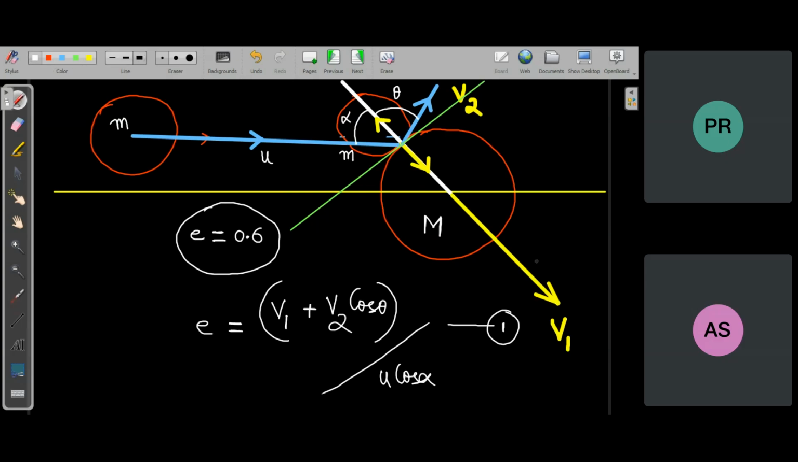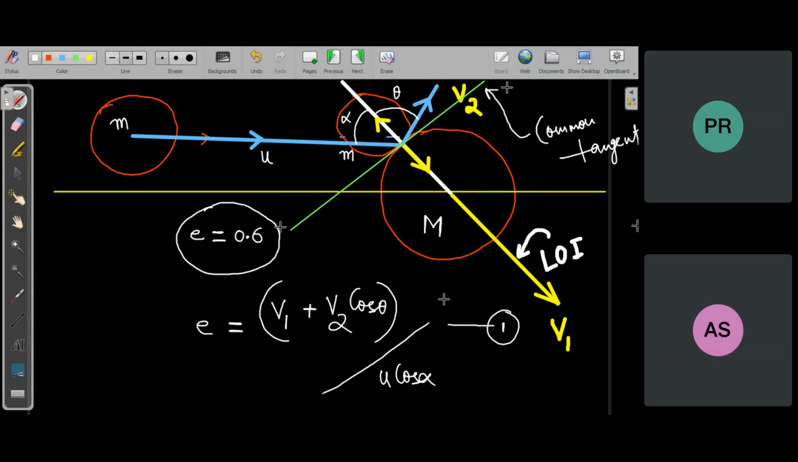Now this is the line of impact, so I am writing here LOI, line of impact. This line is the line of impact. And this line is the common tangent. Are you there? Sir, I'm there, sir. This line is the common tangent.